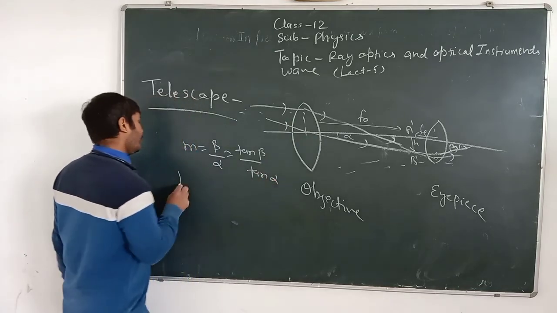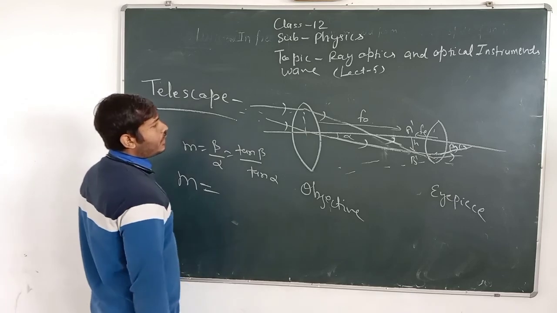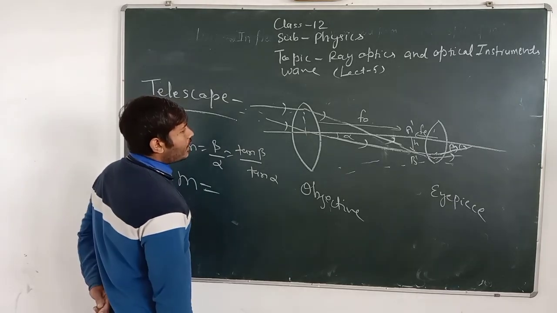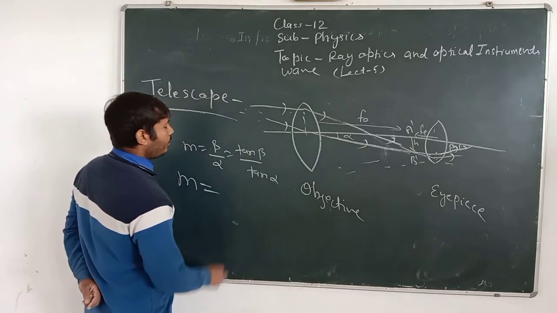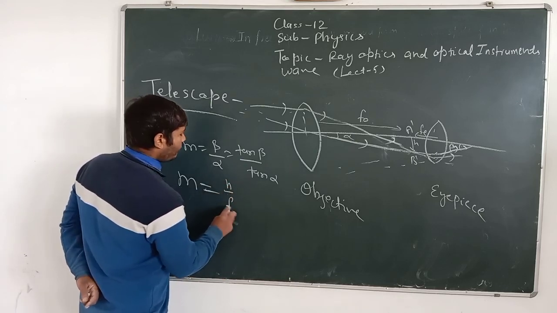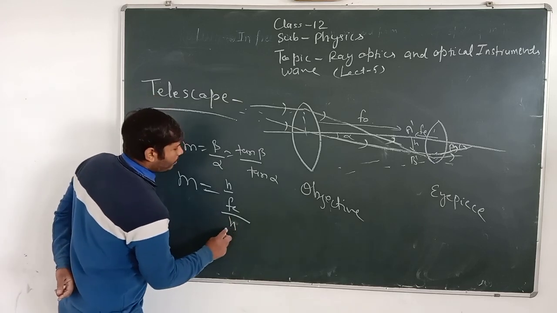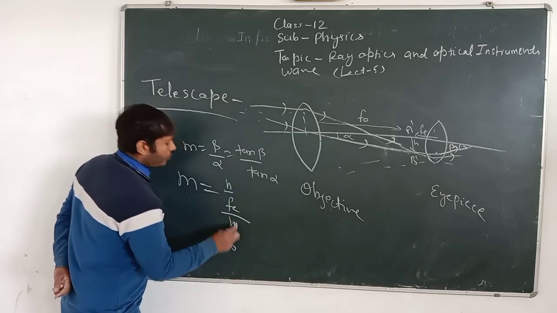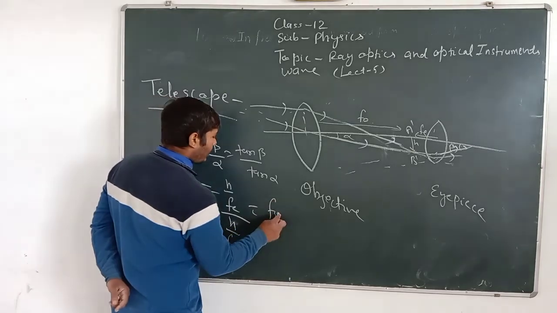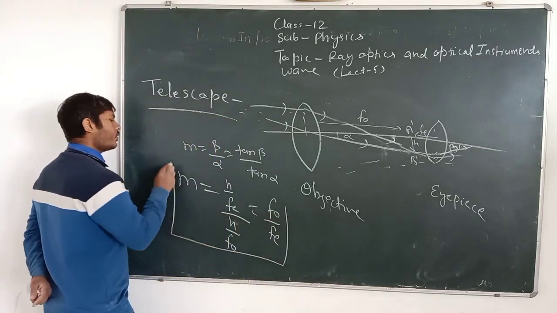So in this case, tan beta will be equal to h upon fe, whereas tan alpha will be equal to h upon fo, and finally it is fo upon fe. So it is the magnification of the telescope.